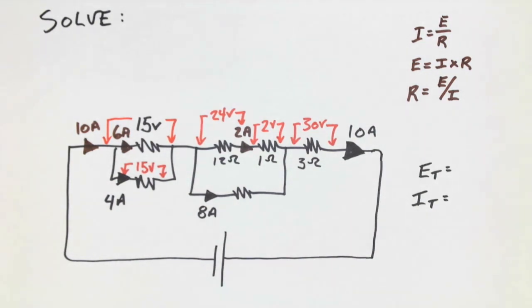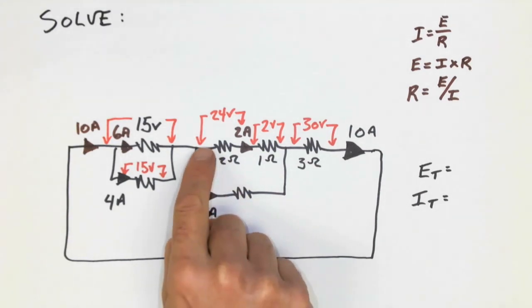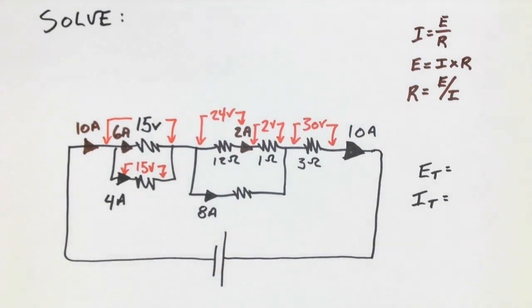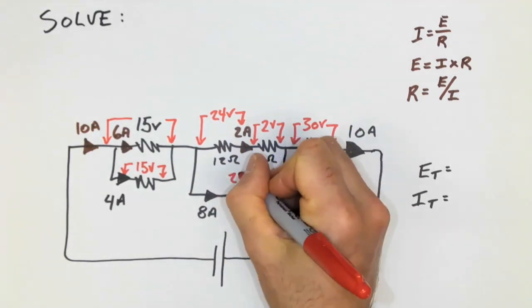What about the voltage across this resistor here? Well, we've got a 24 and a 2 volt. So that means if we add them together, we should get the total voltage across this resistor, which should be 26 volts.